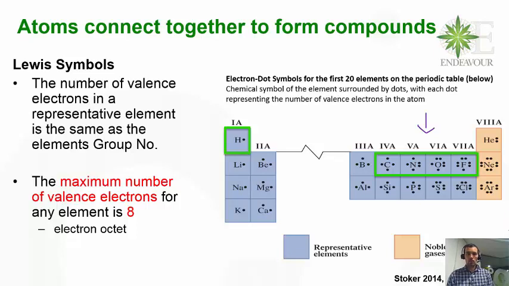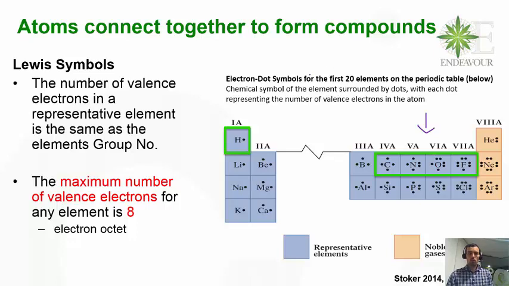So in this representation, each dot around a chemical symbol represents a valence electron. So you can see some of the ones that we need to be aware of. We've got carbon in group 4, so it's got 4 dots because it's in group 4. Nitrogen has 5 valence electrons, group 5, oxygen 6, and so on.